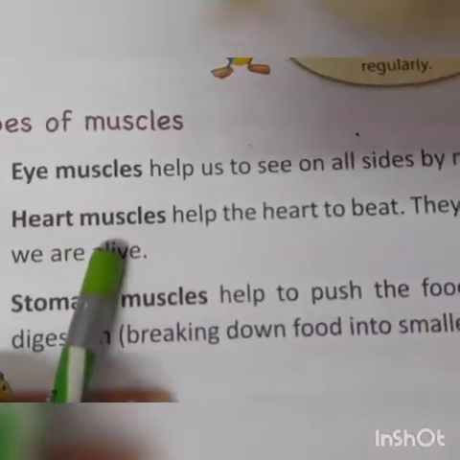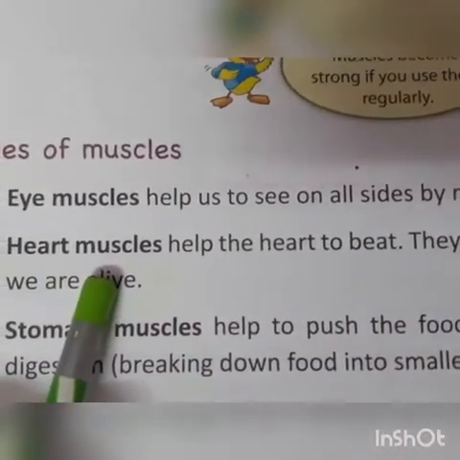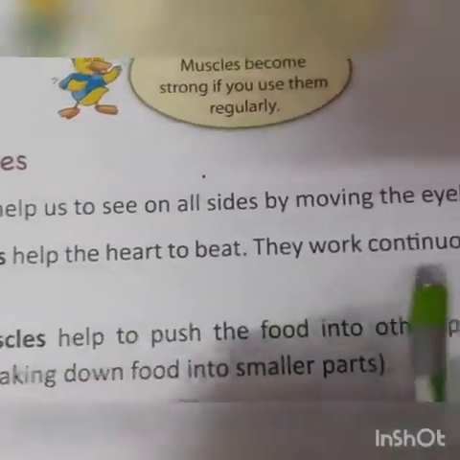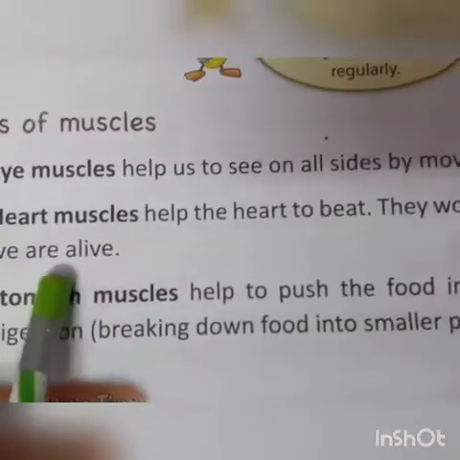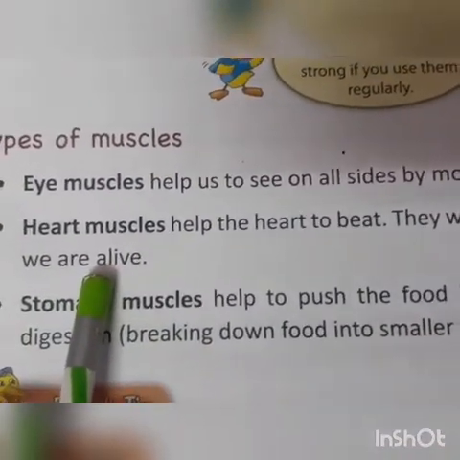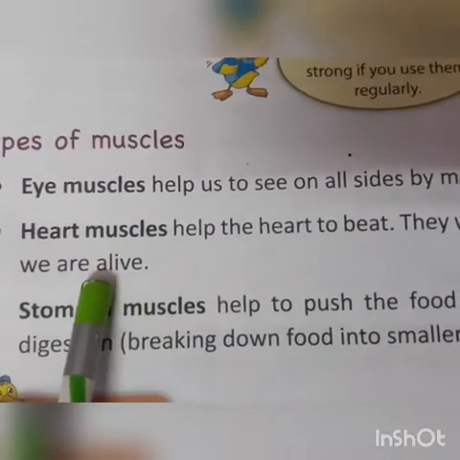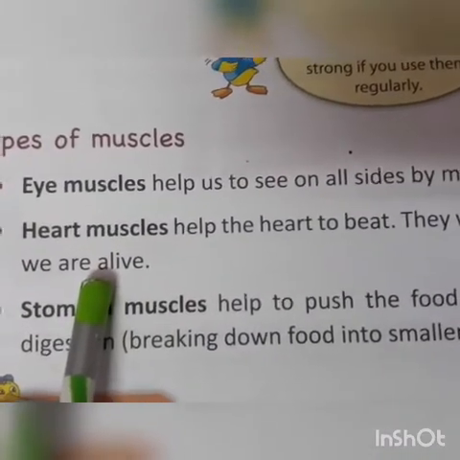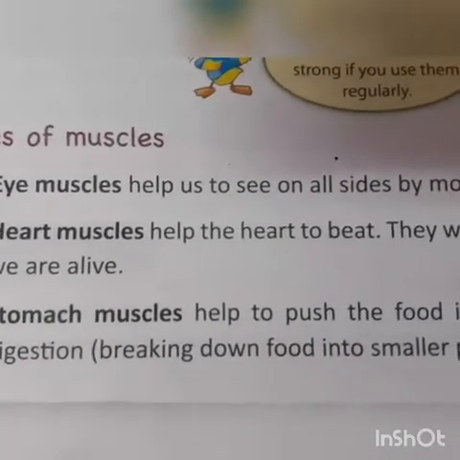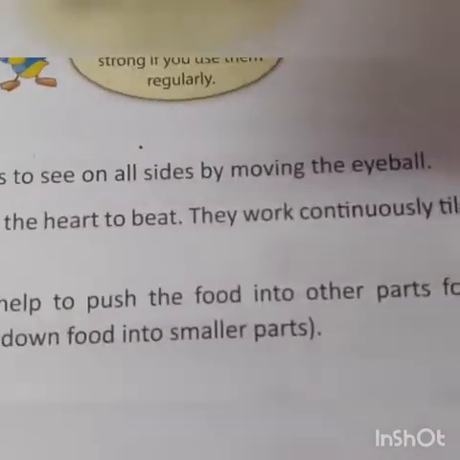Next is your heart muscles, which are very very important to keep us alive. Heart muscles help the heart to beat. They work continuously till we are alive. So from the day we are born till the day we die, continuously the heart muscles keep on working. The moment the heart muscles stop working, we are dead. So they keep us alive and they work continuously till we are alive.